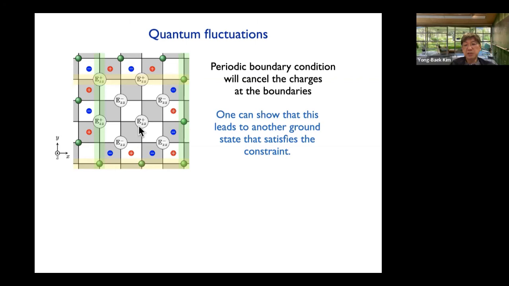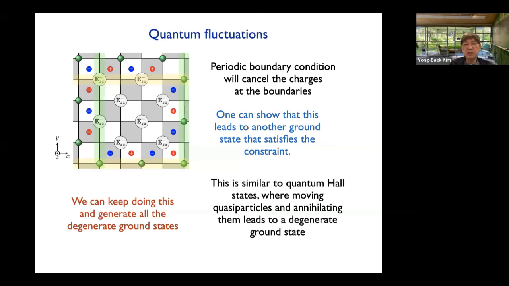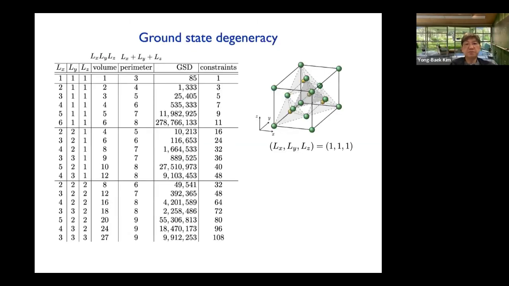So it's very similar to the quantum spin ice problem, and we can keep doing this to generate all the degenerate ground states. This is similar to the quantum Hall state or quantum spin ice state, where you can move around your quasi-particles and annihilate them, and then you can go to another member of the degenerate ground state.